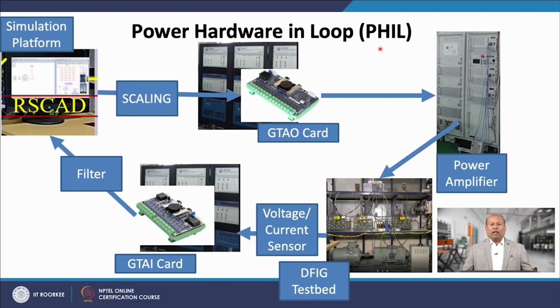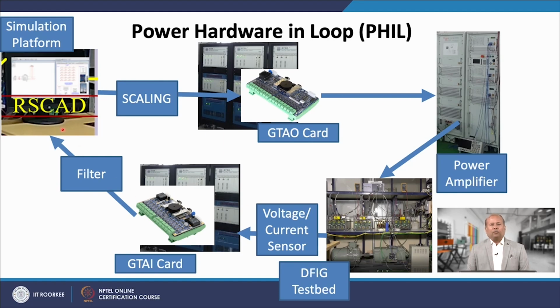The power hardware in loop, popularly known as PHIL testing, involves connecting real power hardware to the simulated network in a closed loop.